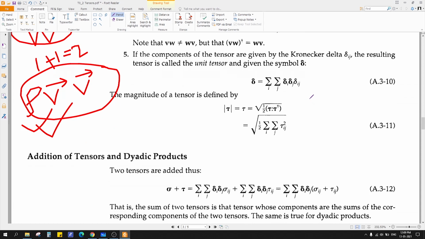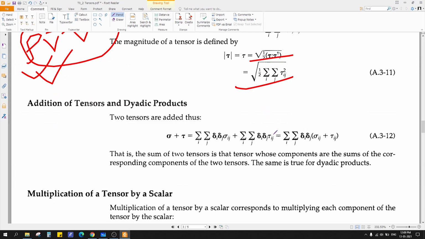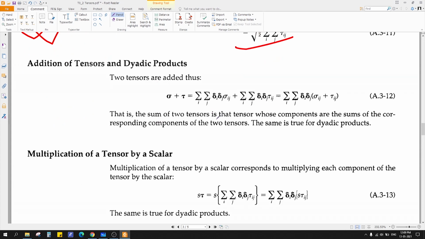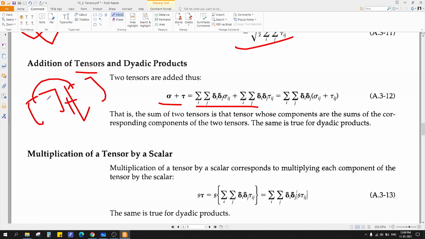How about if you want to know the magnitude of the tensor? Just simply do this. Magnitude of the tensor tau is half of the double dot product of two tensors. Basically, you have to take the transpose, right? So you will get the magnitude of this tensor. Addition of tensors is straightforward. If you want to add two tensors, it is like addition of two matrices. You simply add component wise, right? So that is same for the tensors.